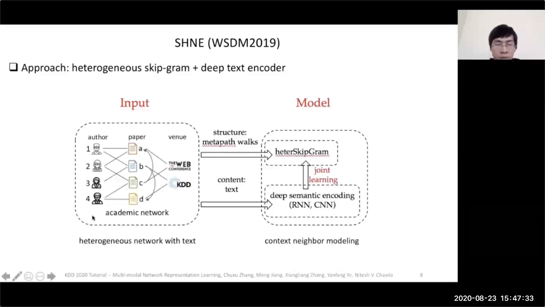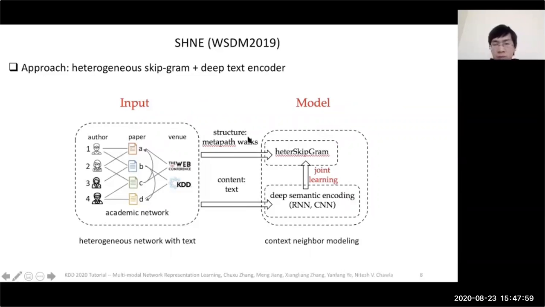The major motivation of Zhang is that there are many heterogeneous networks associated with text information. For example, in an academic network, different authors and papers are connected by different types of relations. In addition, each paper node is also associated with text information such as an abstract.